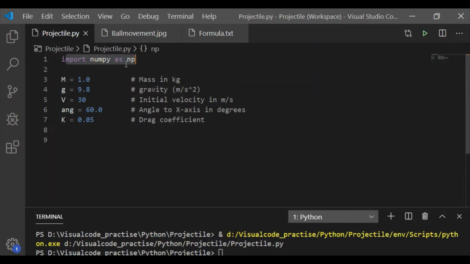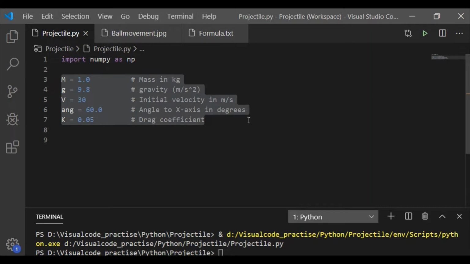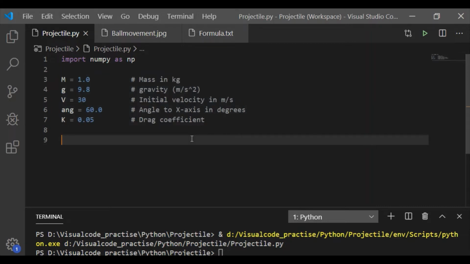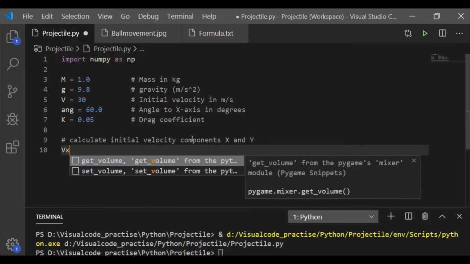For that, first let me import numpy as np and set the mass of the object, that is the ball, as 1 kg, gravity 9.8 meters per second squared, the initial velocity to 30 meters per second, the angle to 60 degrees along the x-axis, and k, the drag coefficient, as 0.05. First, let us calculate the initial velocity components x and y.